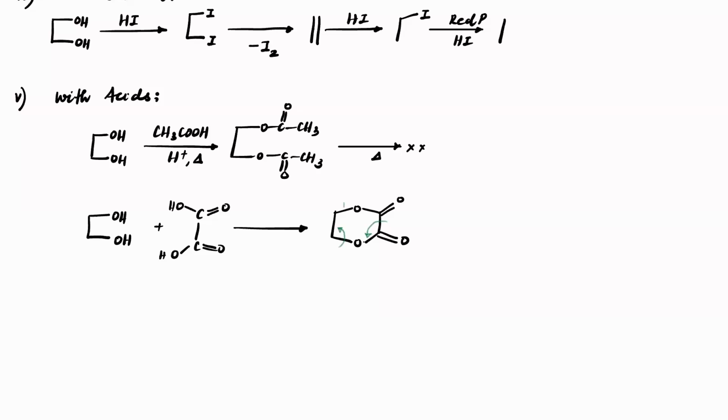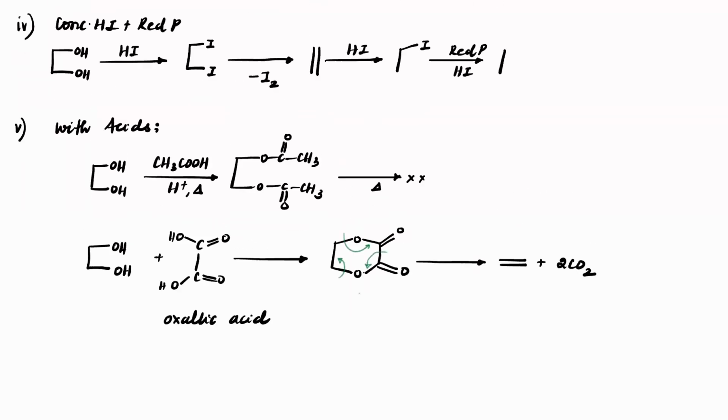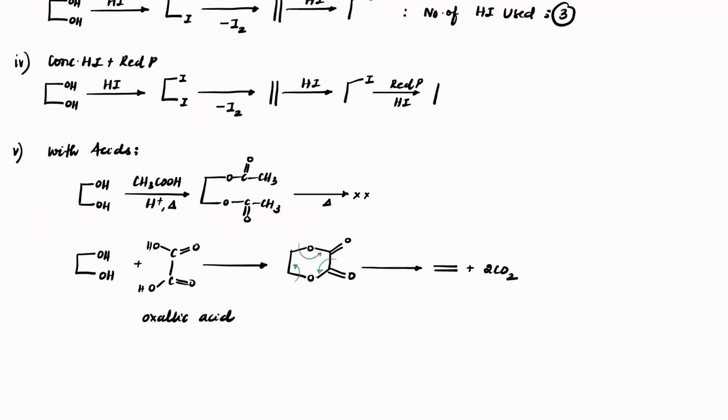This will convert into alkene. This will also convert into CO2. That's how you will get an alkene plus 2 moles of carbon dioxide. This is with oxalic acid.